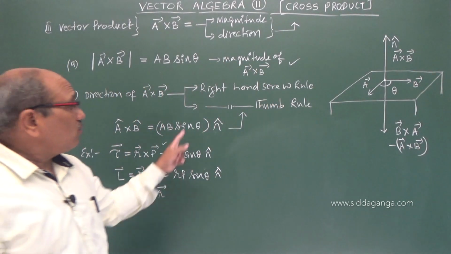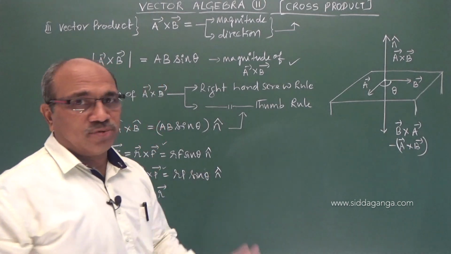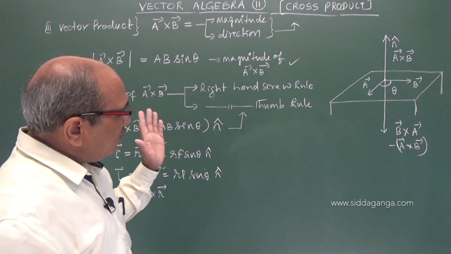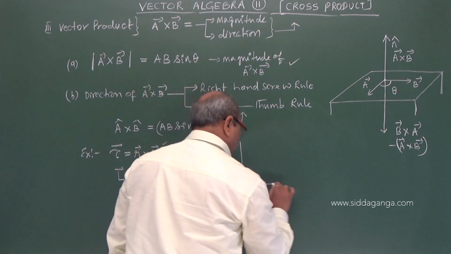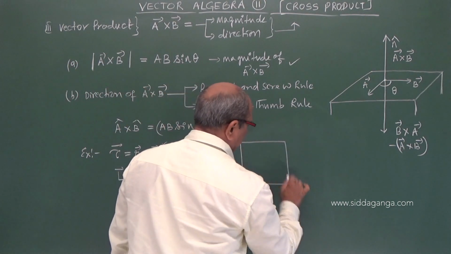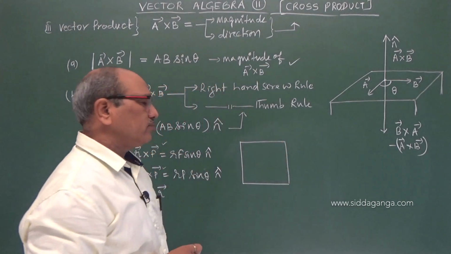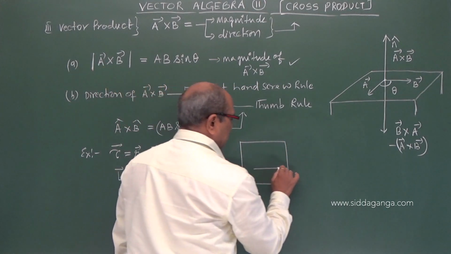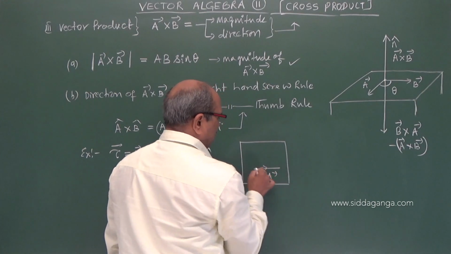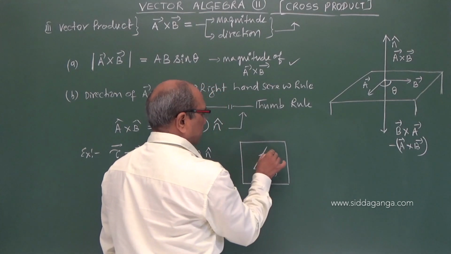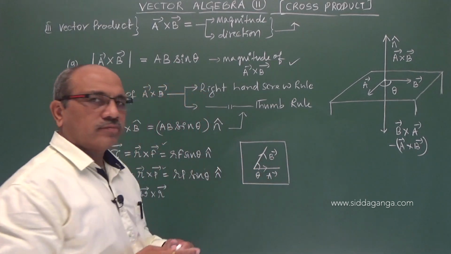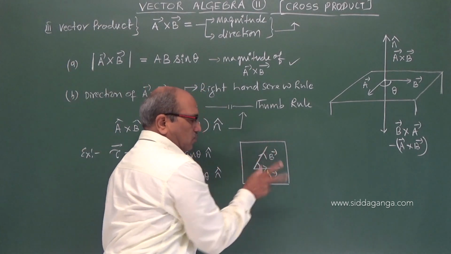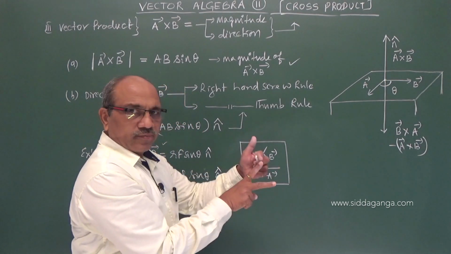Now coming to the right hand thumb rule. To make you feel it correctly, take the plane of the board. Let the vector be A, and you have to go to the vector B to get the product. It is in the plane of the board, with two vectors like A to B.